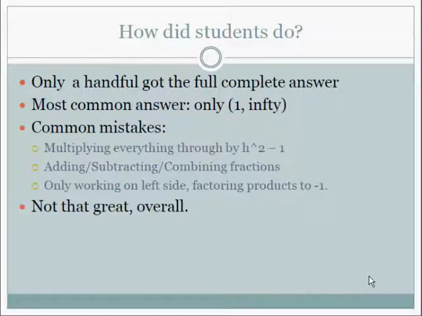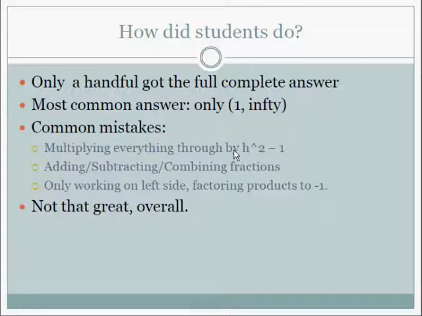How did students do? Not well at all, because admittedly the first step that almost every student did was they just multiplied everything through by h squared minus 1. They're like, it's mostly positive all the time, everything will be fine. Not always, especially when you have an expression like h squared minus 1 where part of it's negative. Depending on your value of h, it could either be negative or positive. That's going to mess up your inequality. You might lose a solution set, you might gain a wrong solution set, stuff like that.